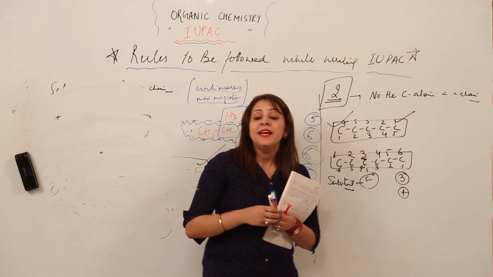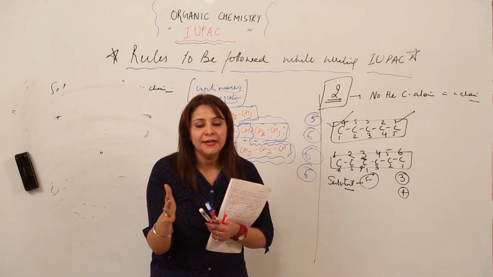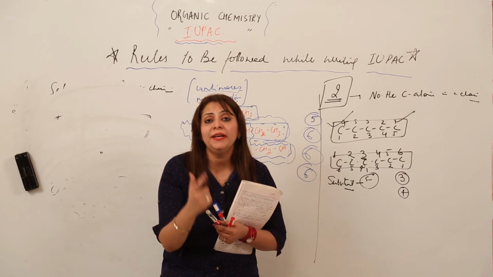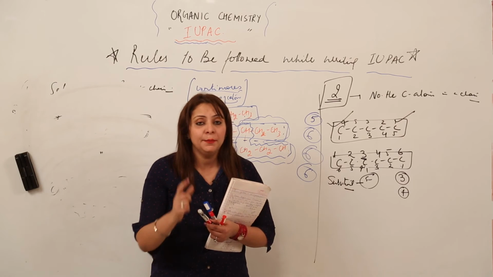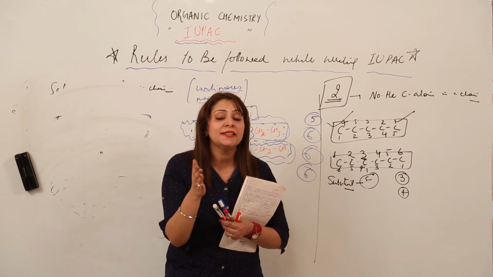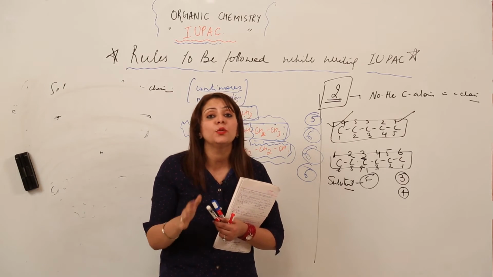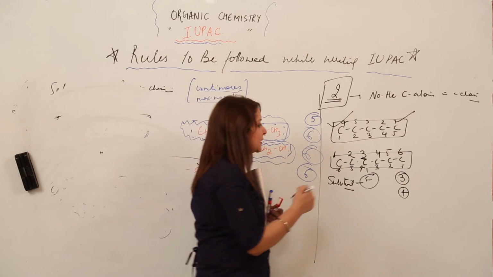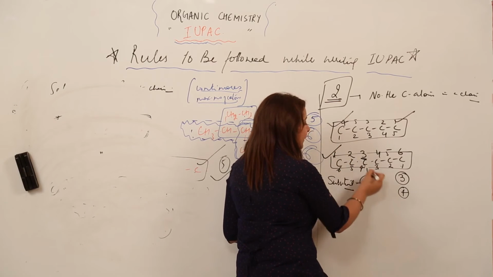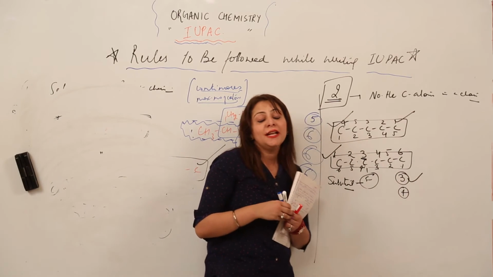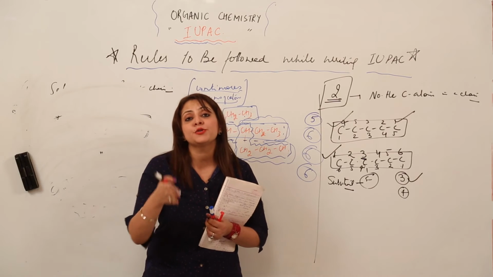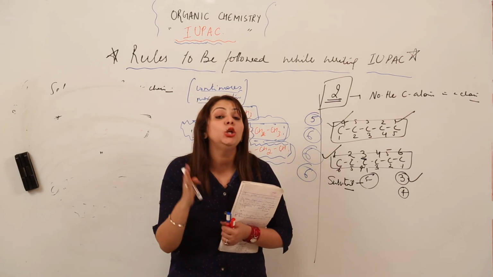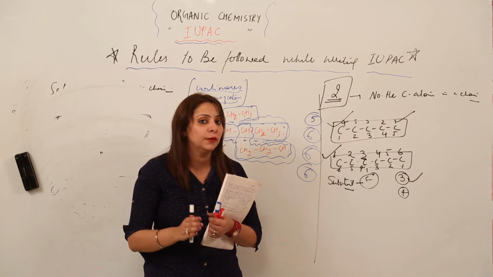So that means we can number it either way, right? But the preference is given to that numbering in which the substituent gets the lowest number. I may repeat, it's not the substituent, it is actually the carbon atom to which the substituent is attached, right? So which numbering is going to be correct? Yes, this one, the above one. So it is given number 3, right? So the carbon atom which carries the substituent should get the lowest number. That is an important rule.